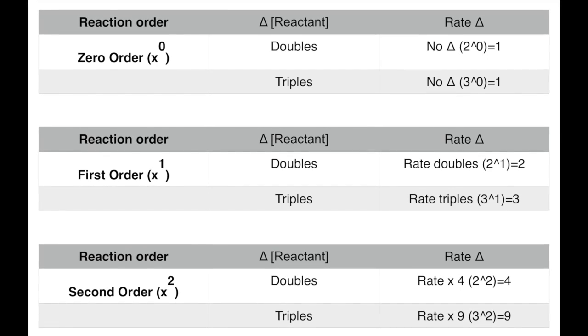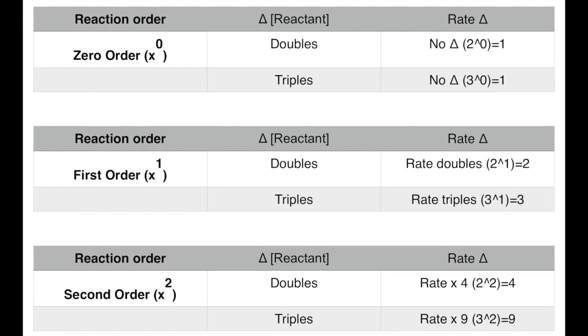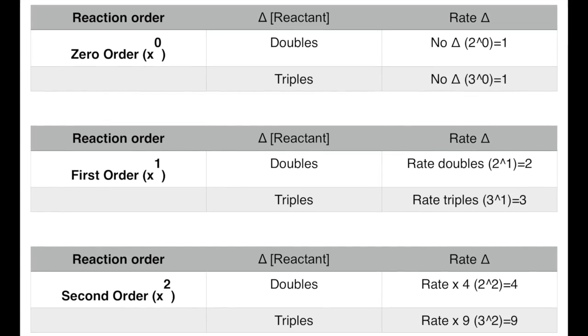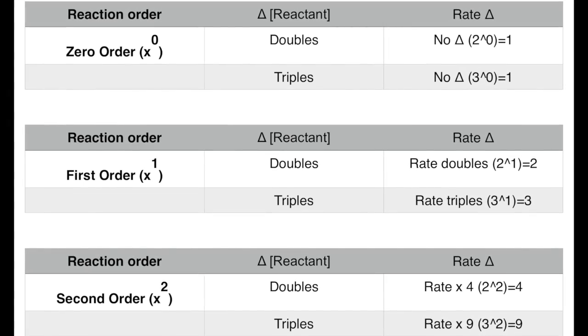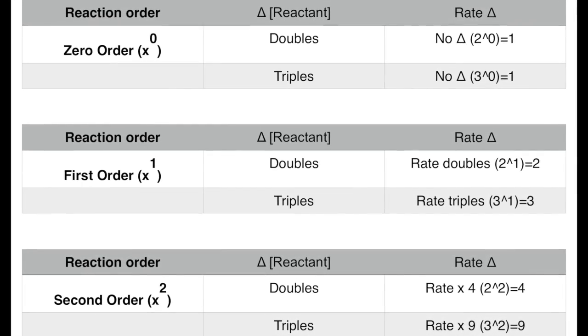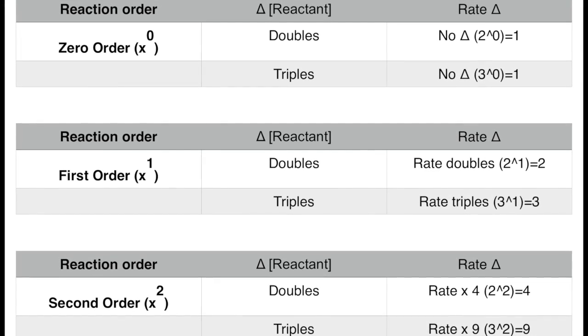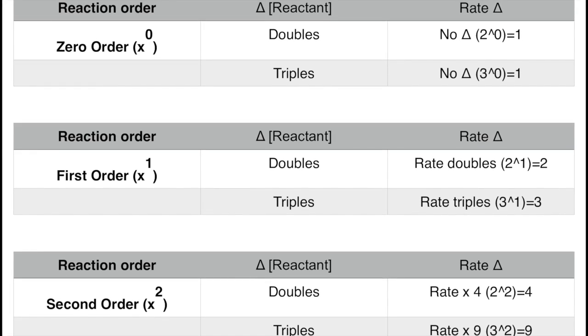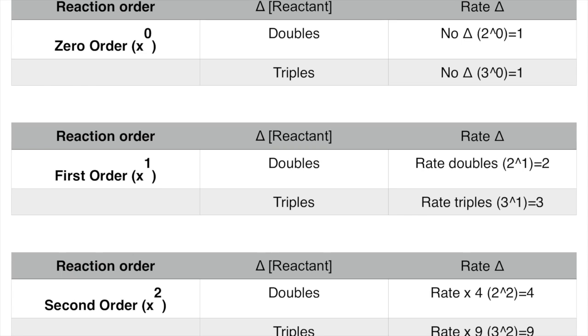For zero-order reactions, there will be no change at all in the rate with the change in reactant concentration. For first-order reactions, if the reactant is doubled, the rate doubles. If the reactant is tripled, the rate triples. For second-order reactions, if the reactant is doubled, the rate is multiplied by 4. If the reactant is tripled, the rate is multiplied by 9.